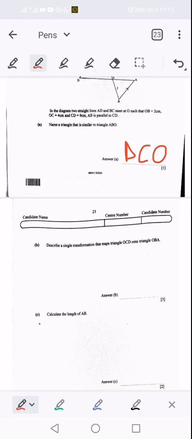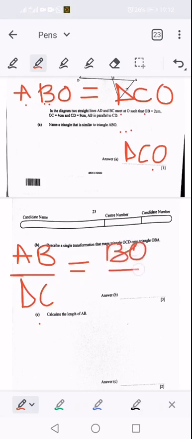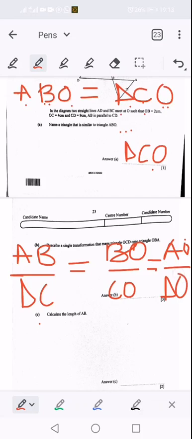Alright, calculate the length of AB. How do we find AB? I know that ABO is equal to DCO. You use these equiangular triangles, or similar triangles. ABO is equal to DCO. What it means is that AB over DC is equal to BO over CO, which is equal to AO over DO.